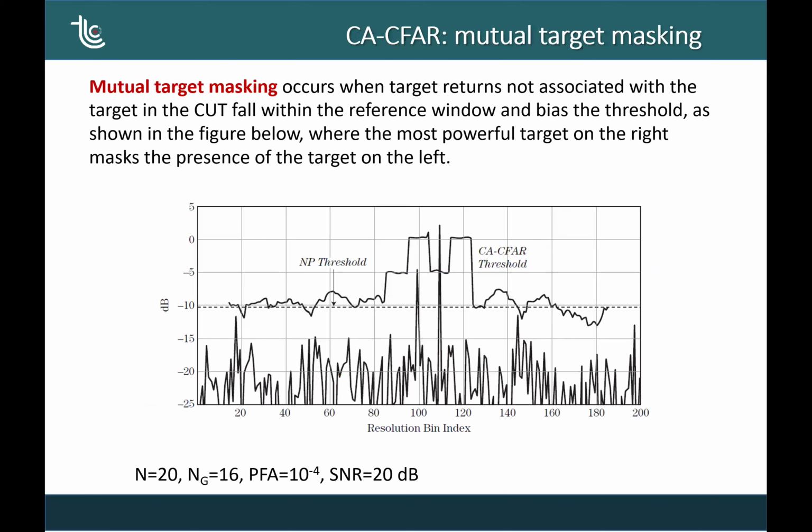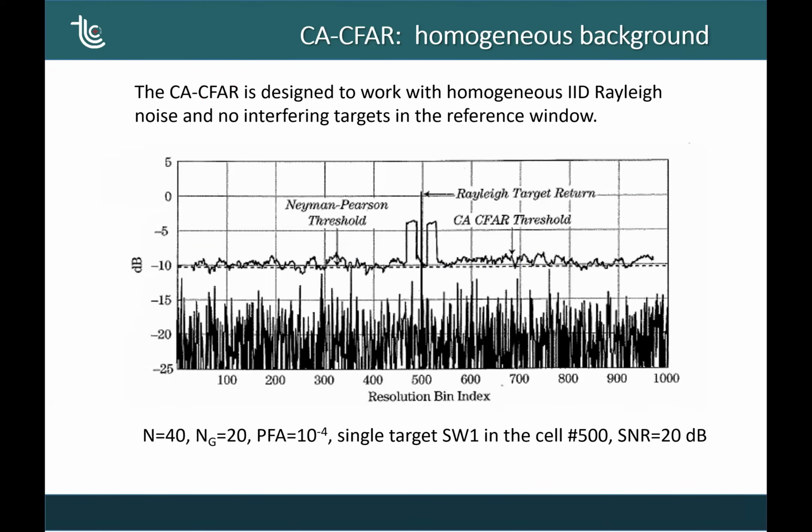Now, let's go back to the towers that we see here and what I have said. We noticed here that when in the CFAR window there is a spurious target, so a target in a close position, then the threshold increases. And then if we have a small target, less powerful than the close one, then it is possible that the most powerful target masks the weaker target.